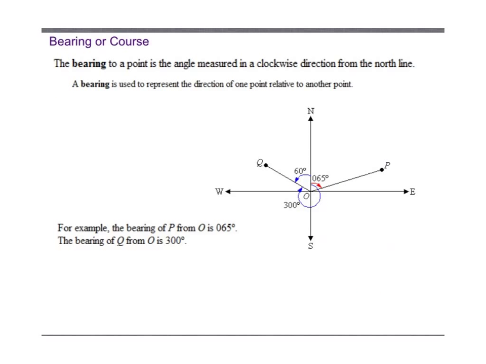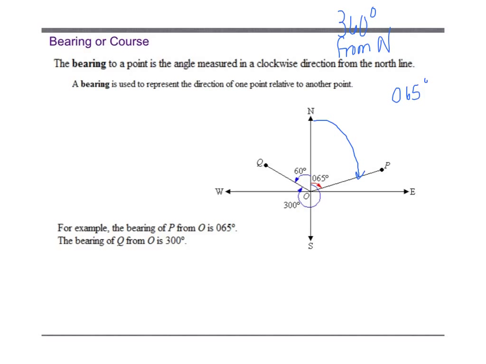Okay, there's an alternate way to talk about bearing or courses, and this one is a little bit different. This uses a 360 degree circle, right? And you always start from the north. So for instance, this angle, O to P, is going to be 65 degrees from the north, and that's all you write. You just say 065 degrees.